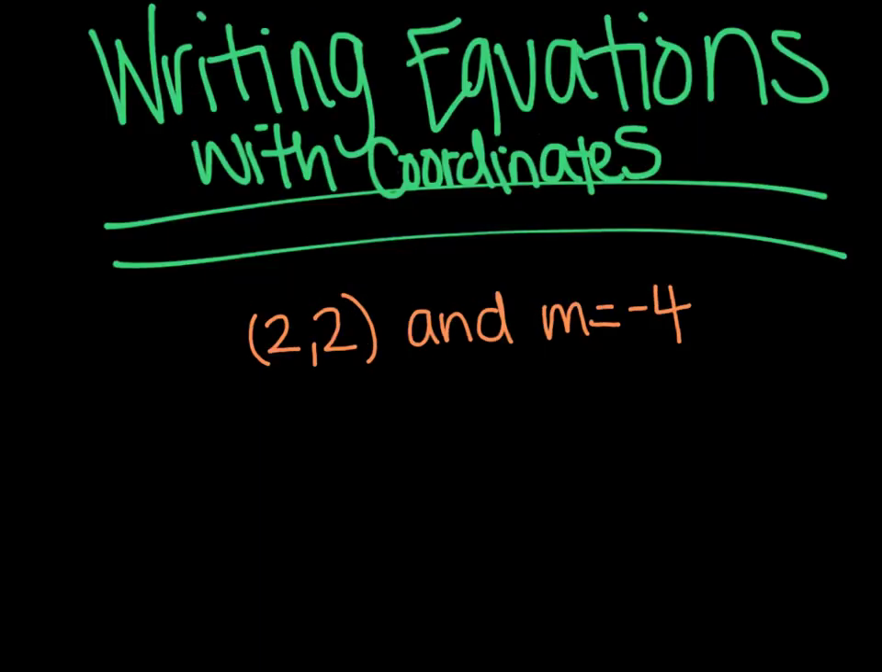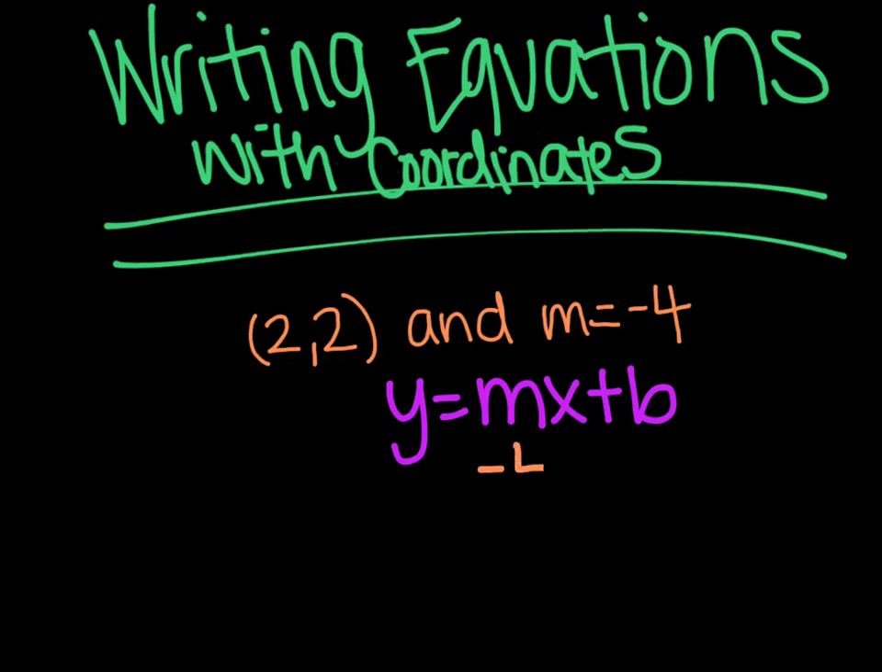Now you can write equations with coordinates. That is another way that you can go about this. So in this example, we have one coordinate and the slope, and you can write an equation based off of that, which I personally find pretty fun. So we're going to use y equals mx plus b. And then what you're going to do is just take the information and put it in for what you know. The m is obviously -4.